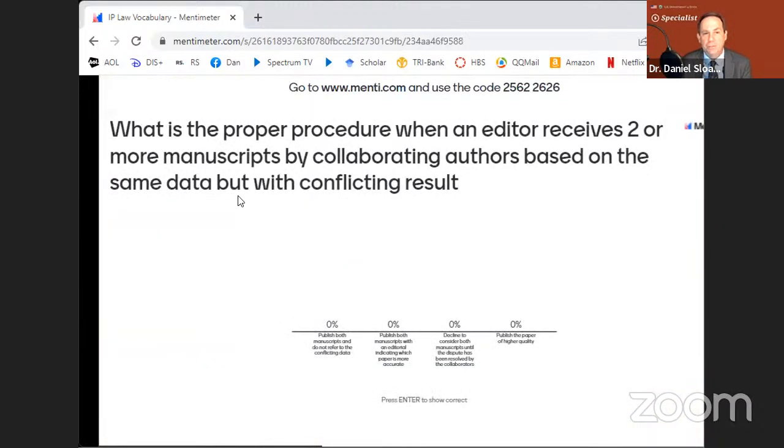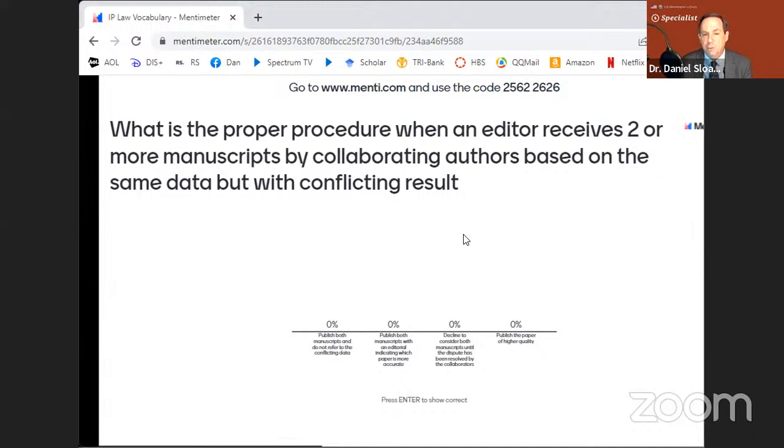Okay, so what is the proper procedure when an editor receives two or more manuscripts by collaborating authors based on the same data with conflicting results? They're working together, based on the same data, with conflicting results.